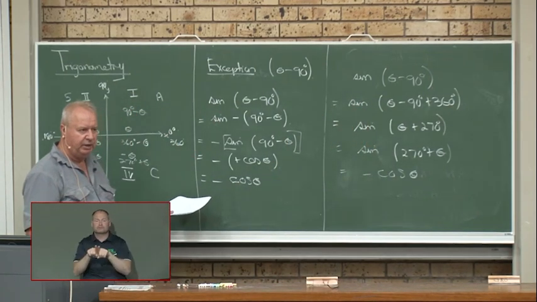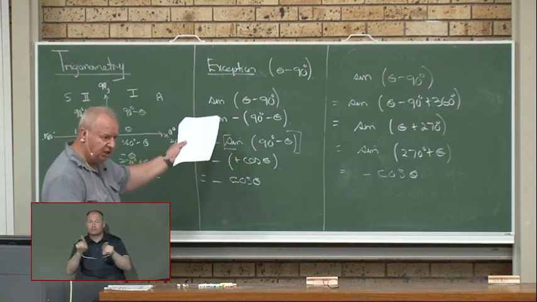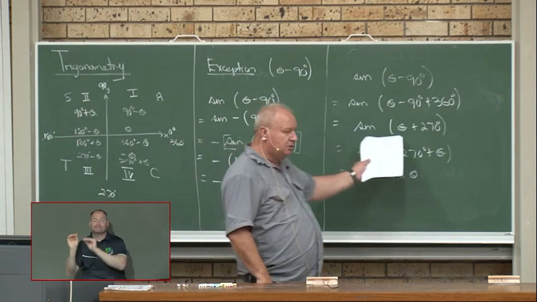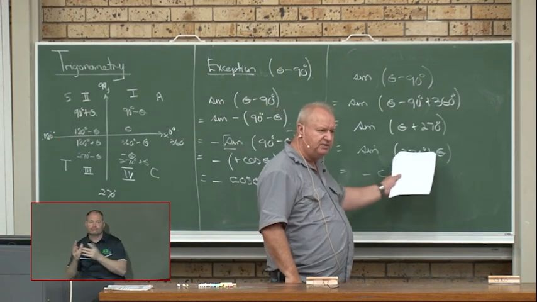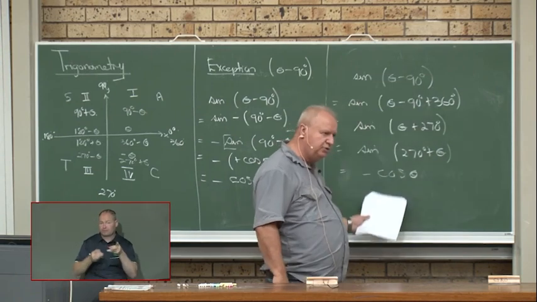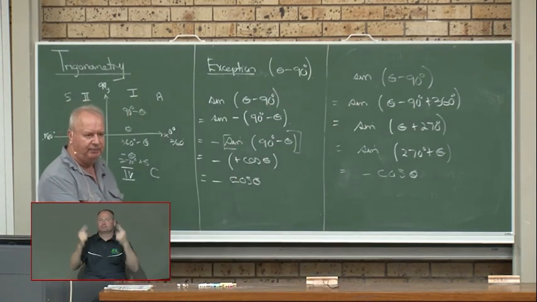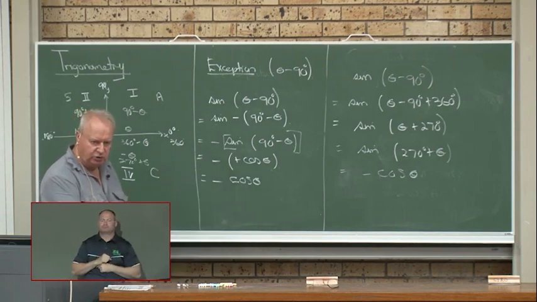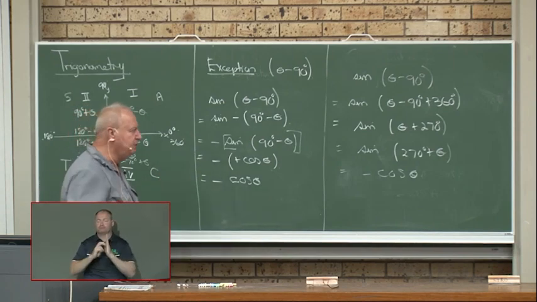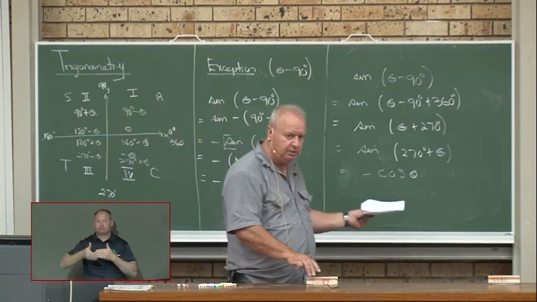Is that clear? So if your teacher did not teach you 270 degrees minus or 270 degrees plus, don't use this method. The exception will be theta minus 90. Is that clear? Just take out a negative. Do you understand that? Right, people, let's do the next. Are you happy with that? Right.